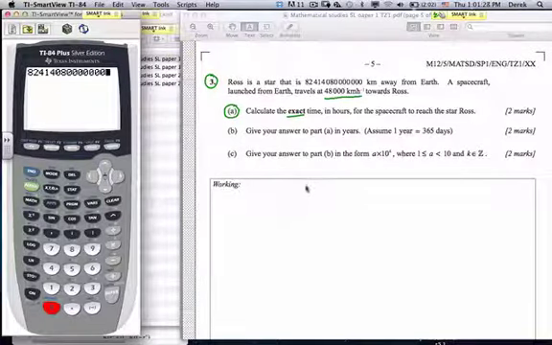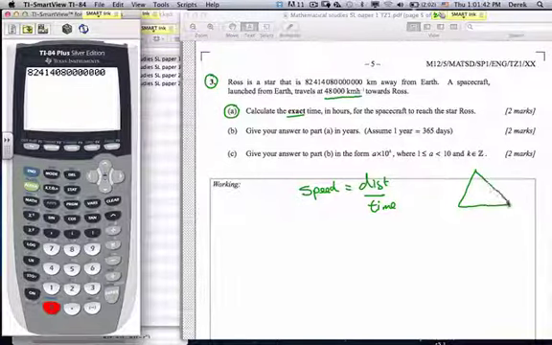Now, it's important that you know this formula, that speed is equal to distance over time, and are able to change this formula around. You can use obviously the triangle method. If you have distance and speed and time, you can use this method. So we are working out the time, so time is equal to distance over speed.